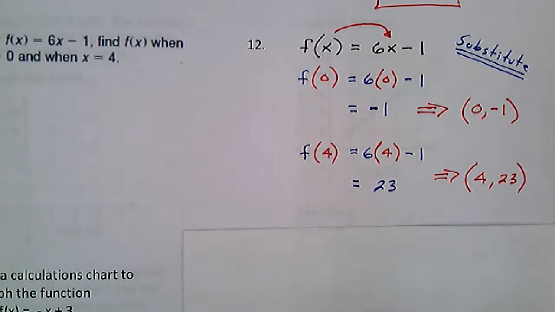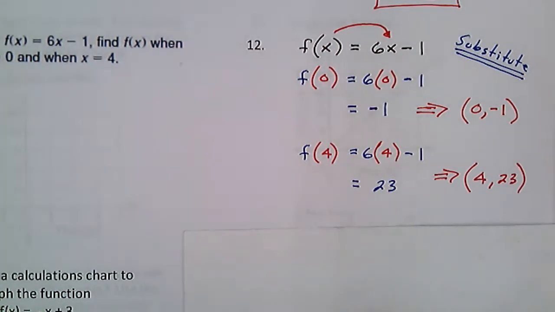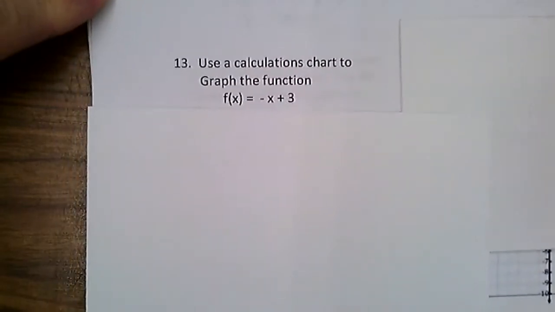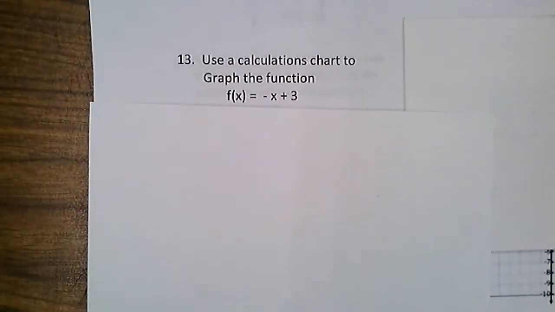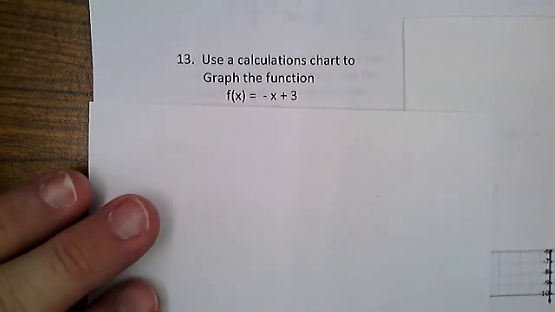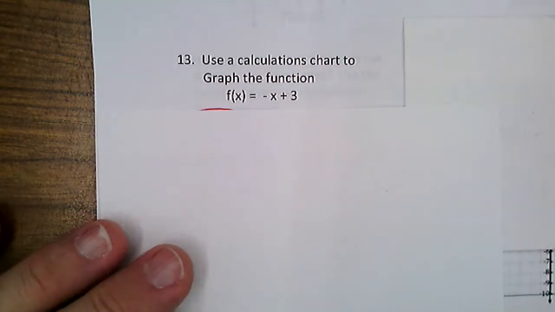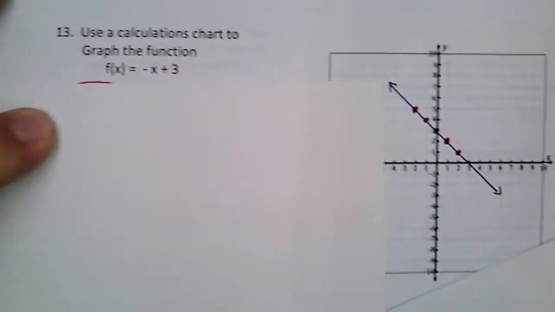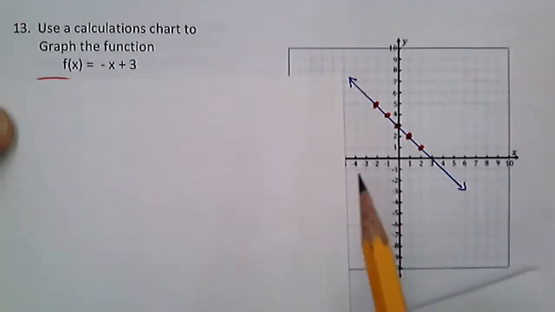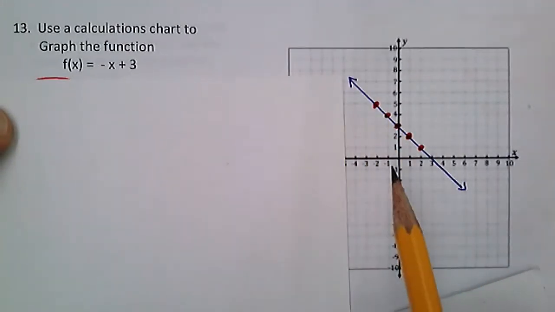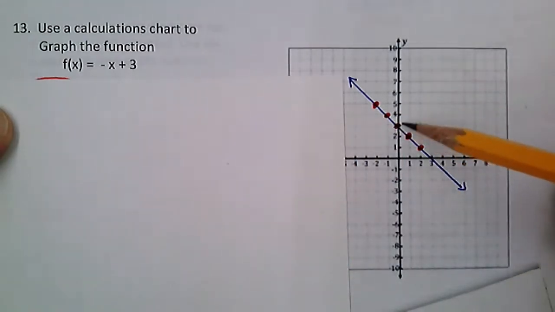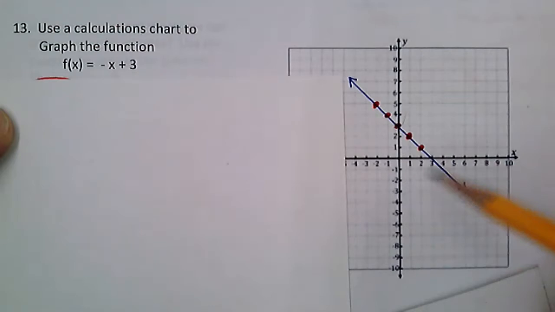Okay. All right. The next one, I didn't make room for both because there was quite a bit. So on number 13, it says use a calculations chart to graph the function. Now, they don't tell us what the domain is, but they do give us a graph to look at. And if you notice on the graph, we'll get to the line in a second, but we have some negative numbers and some positives, up here are the positives and down here are the negatives.